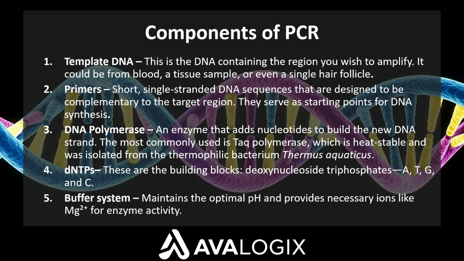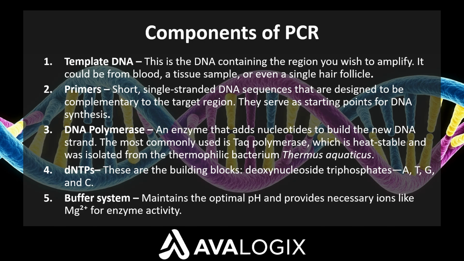Next, we have primers. These are short sequences of nucleotides, usually 18 to 24 bases long, designed to flank the target DNA sequence. Primers are custom-made and are critical because they define where the polymerase starts copying. A poorly designed primer can result in nonspecific binding or no amplification at all.